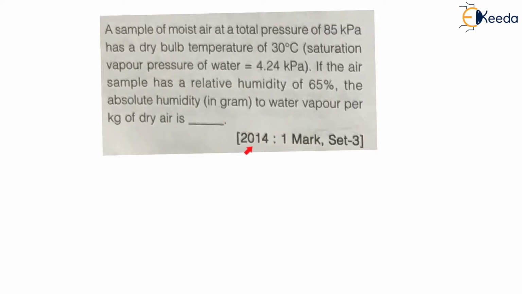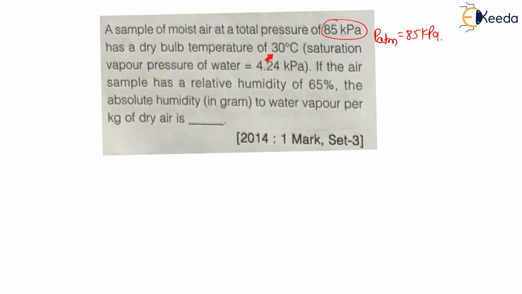This question was asked in GATE 2014 for 1 mark in set fee. The question is, a sample of moist air at a total pressure of 85 kilopascal. Now here total pressure is given 85 kilopascal. Total pressure is nothing but atmospheric pressure. Therefore atmospheric pressure is equal to 85 kilopascal.